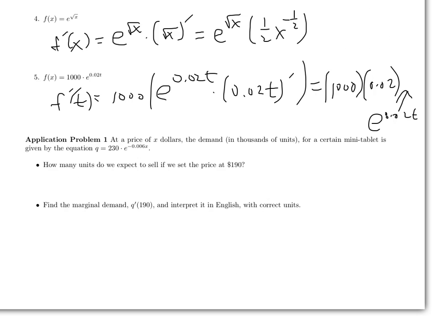In the application problem at the bottom of the page, these are not really word problems, just making sure we understand the difference between plugging a number into a function versus plugging the number into the derivative and interpreting it correctly. So the first question just asks how many units we expect to sell if we set the price at 190. That's just a matter of paying attention to the problem. The 190 is X, that's dollars for price.